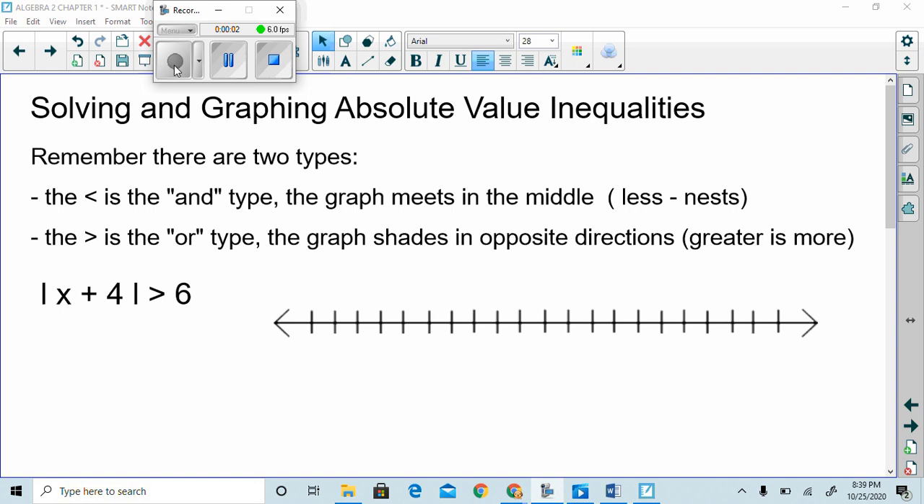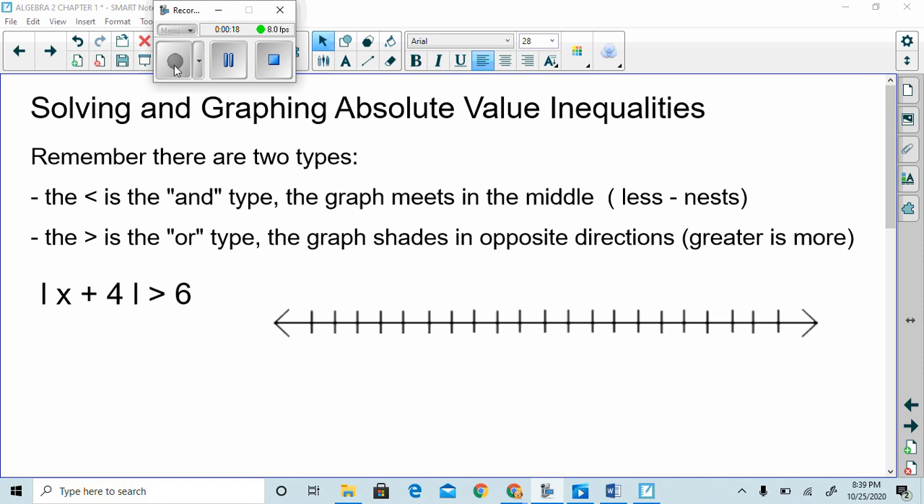Today we're going to take one last look at absolute value inequalities. And in our next session, we're going to review for a test, since we have a half-chapter test midweek. So, solving and graphing absolute value inequalities.